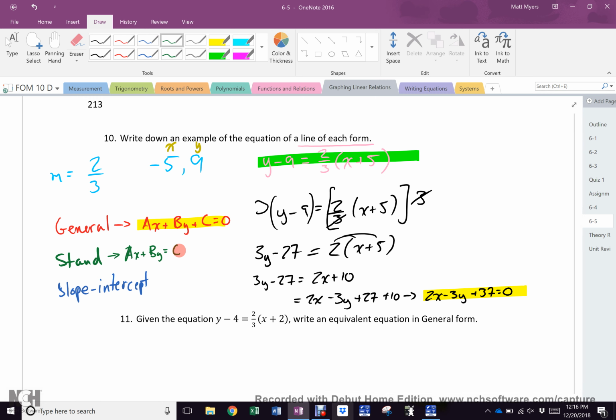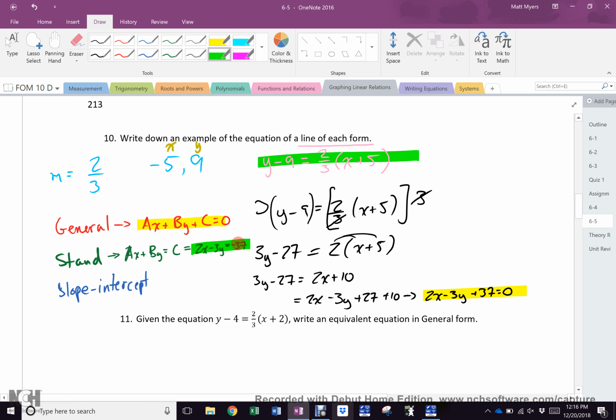You gotta get rid of the fraction. What fraction? There's no fractions. Oh, I thought you meant in the first question. Well, since these two are almost exactly the same, so c moves. So what does it become? 2x minus 3y equals... equals what? Negative 37. And there's our standard form.